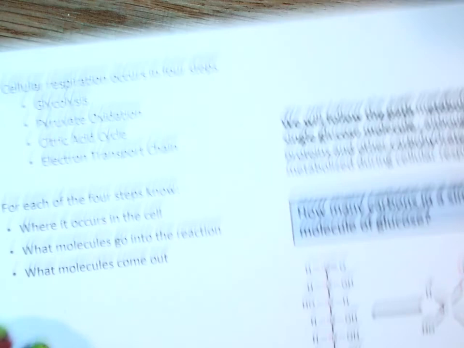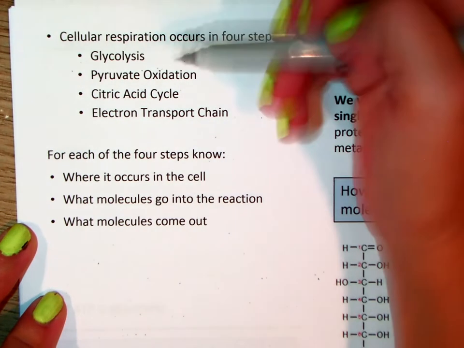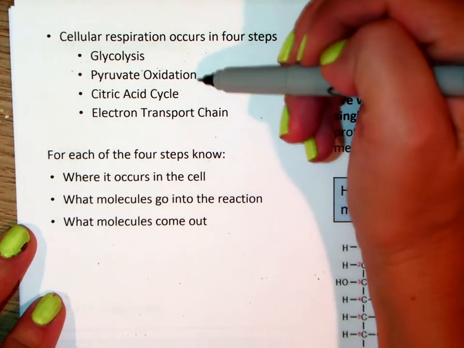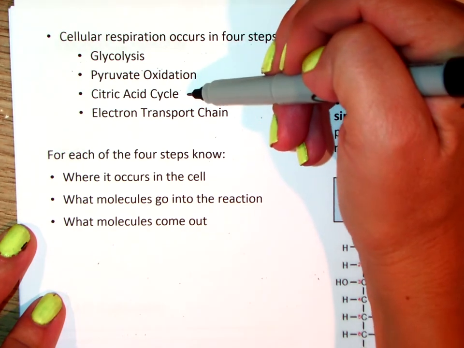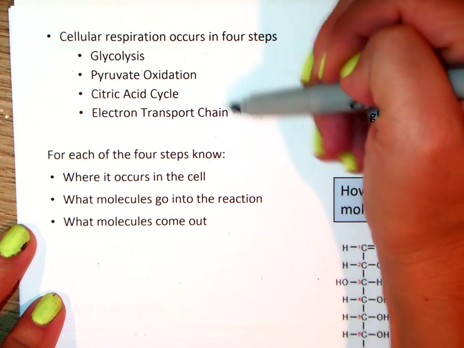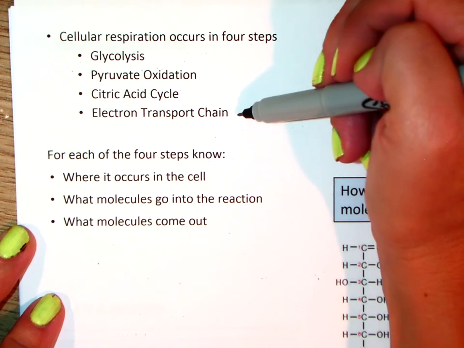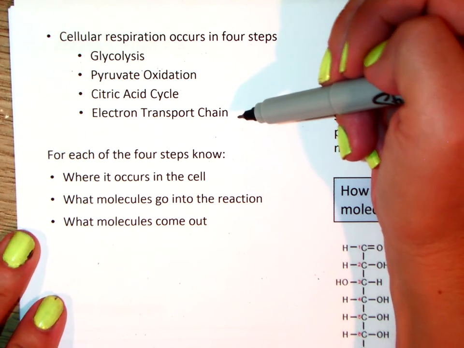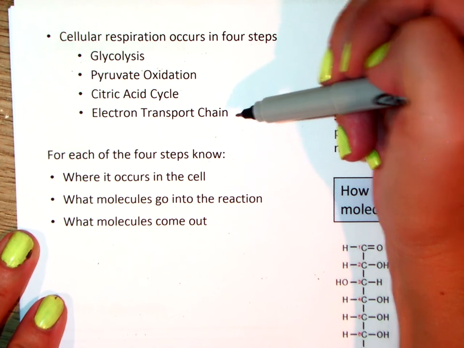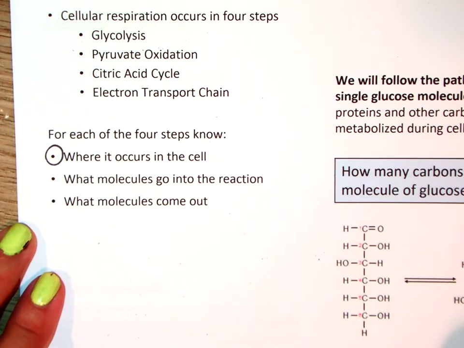Alright, cellular respiration occurs in 4 steps. Glycolysis, pyruvate oxidation, the citric acid cycle, sometimes called the Krebs cycle, and the electron transport chain. And there's a lot going on here. And we're going to keep it, again, as simple as possible, but knowing as much as you need to know. So for each of those 4 steps, you need to know where it occurs in the cell.